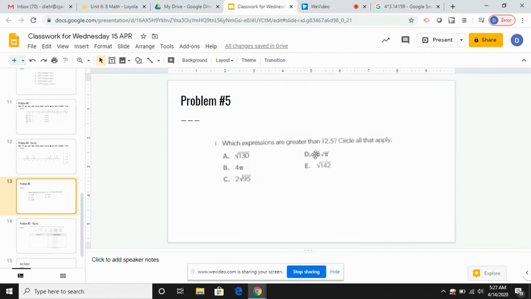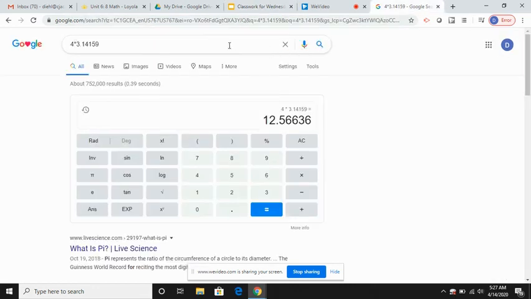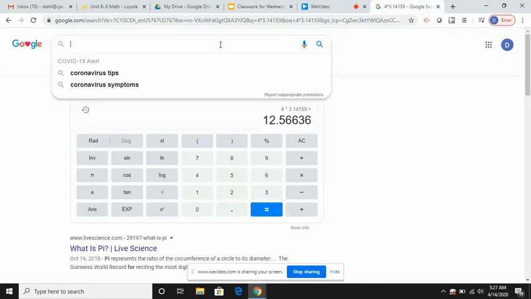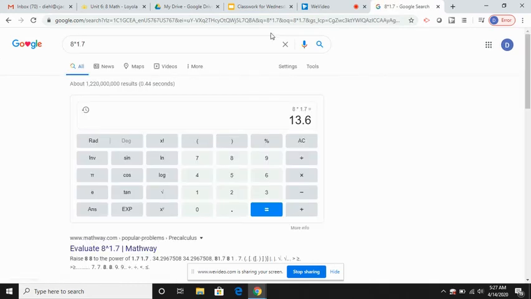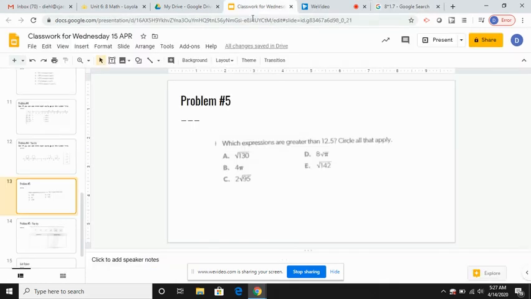Now here, I don't have 8 times pi, I have 8 times the square root of pi, which if you remember we did last week. Square root of pi is a little bit bigger than the square root of 3. I know the square root of 4 is 2, so we know the square root of pi is like 1.7. And 1.7 times 8 is going to be pretty close. So let's check that. 8 times 1.7, 13.6. And so therefore, this is bigger.